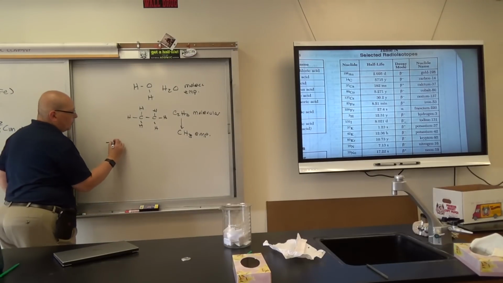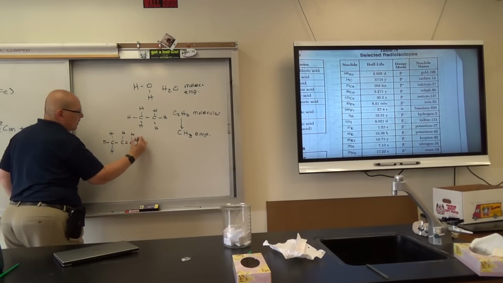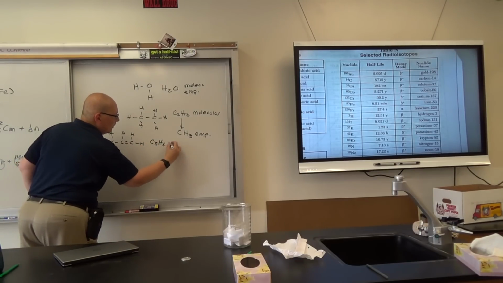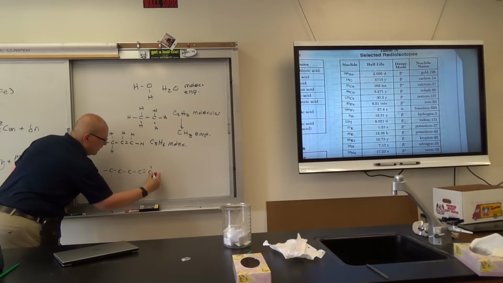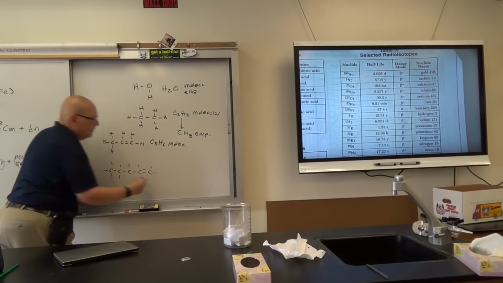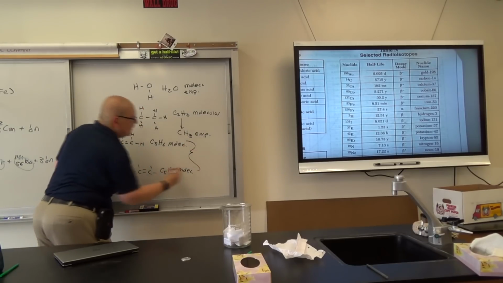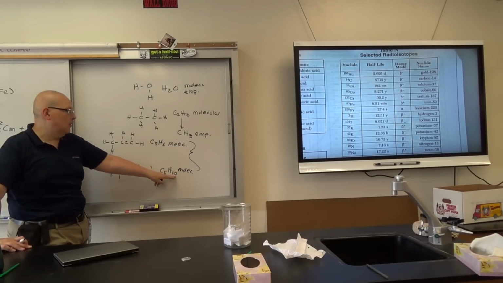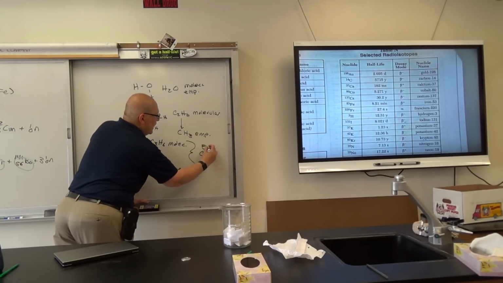Here's another example. This is propene. This has a molecular formula of C3H6. Here's another alkene. This is 1-pentene, C5H10. But they both share the same empirical formula. The number of hydrogens is double the number of carbons. So they both share an empirical formula of CH2.